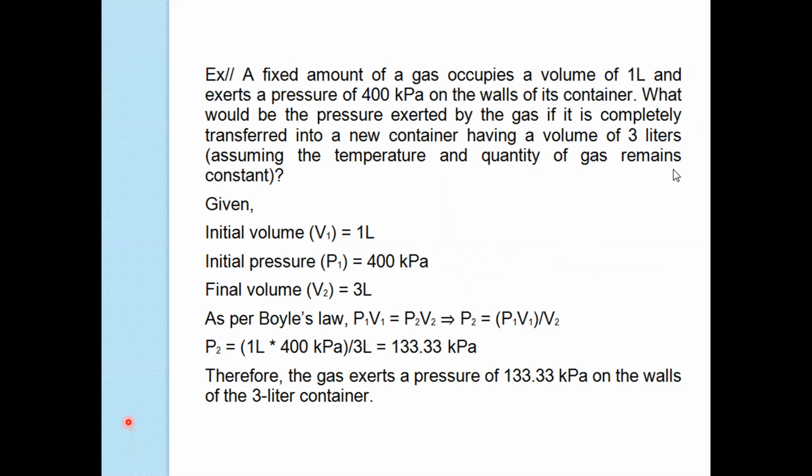So if we want to solve this problem, we have to identify the given information and what the problem is. The given information is the initial volume V1 equals 1 liter, the initial pressure P1 equals 400 kilopascal, and the final volume V2 equals 3 liters. What we have to find is the final pressure, and then we have to plan the problem.